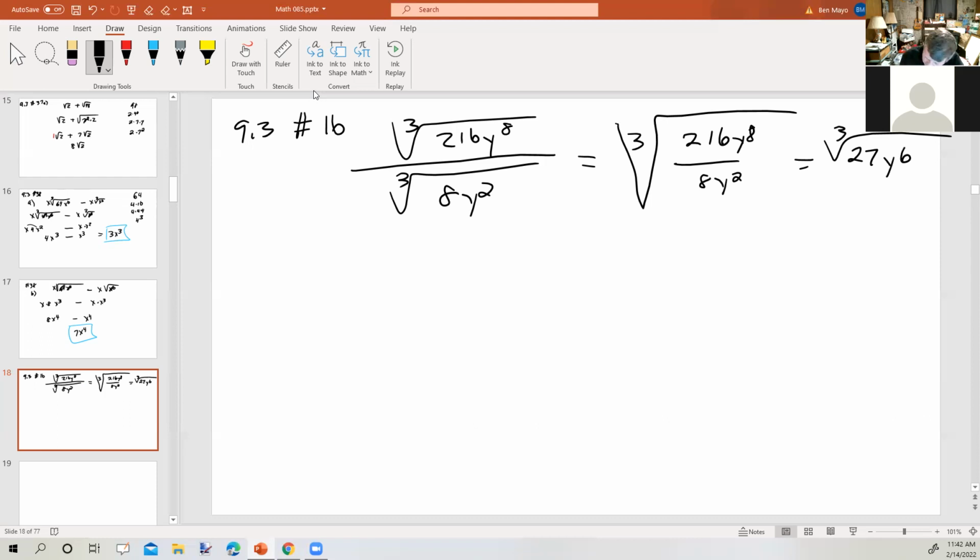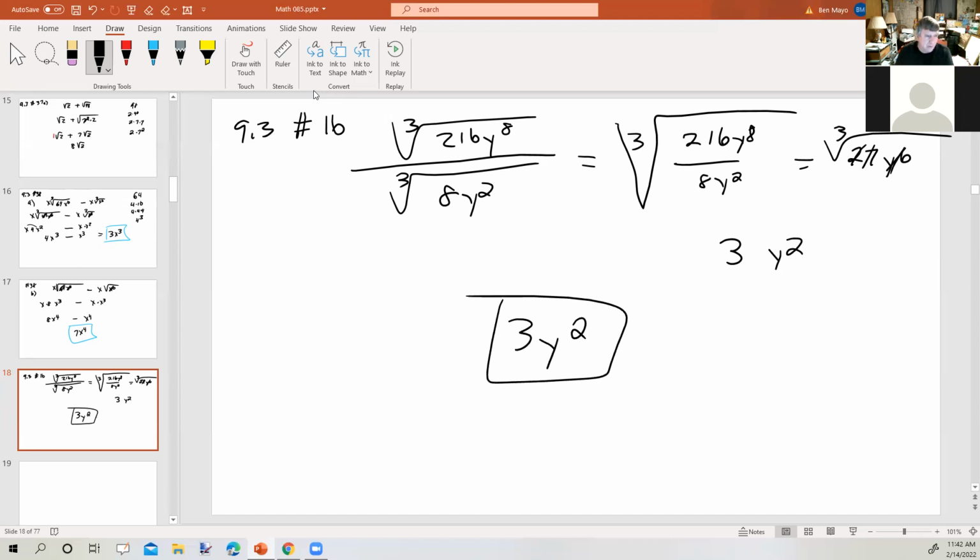Well, 27 is a cube. The cube root of 27 is a 3 outside. And the cube root of y to the 6th is y squared outside. So our final answer is 3y squared. Okay, that takes us down to number 30.